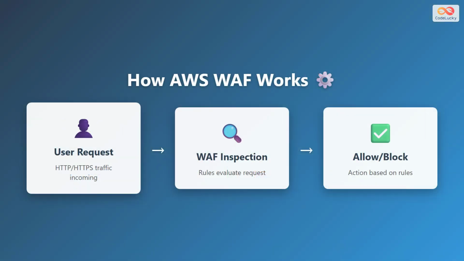The WAF workflow is straightforward. When a user sends a request to your application, it first passes through AWS WAF. The firewall then inspects the request against configured rules. Based on whether the request matches any rules, WAF takes an action, either allowing the legitimate request to proceed to your application or blocking suspicious requests before they can cause harm.